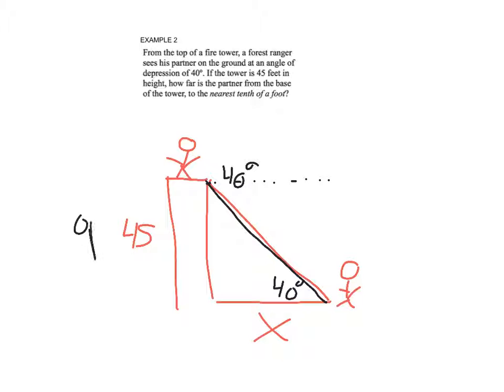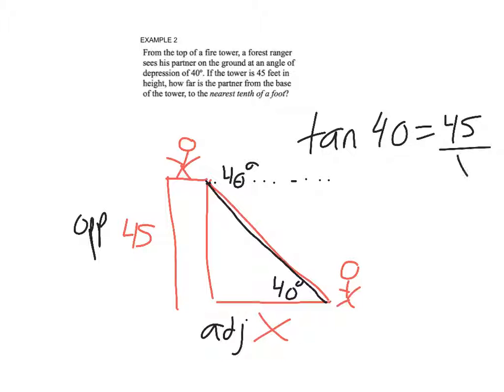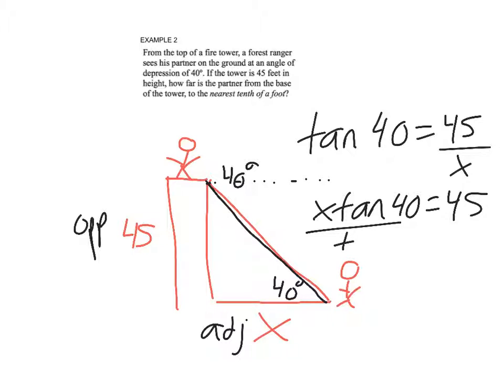So I have opposite, I have adjacent, so I have tan of 40 equals 45 over x. I'm going to multiply both sides by x, so I have x tan 40 equals 45, divide. And whatever that is, I will round to the nearest tenth.